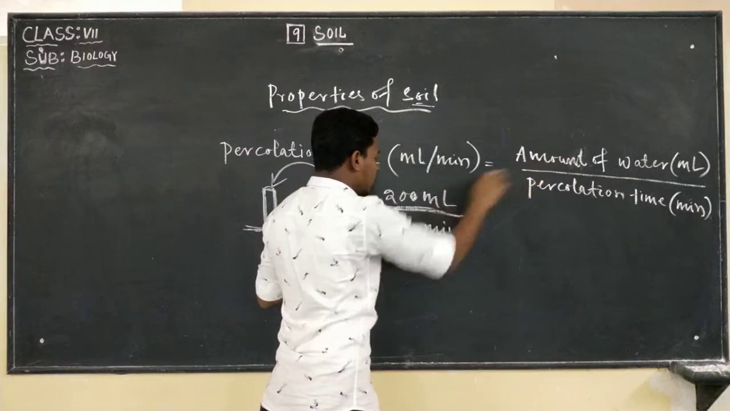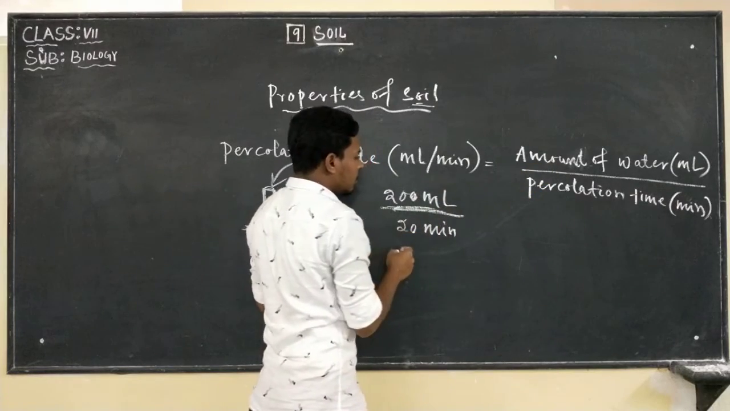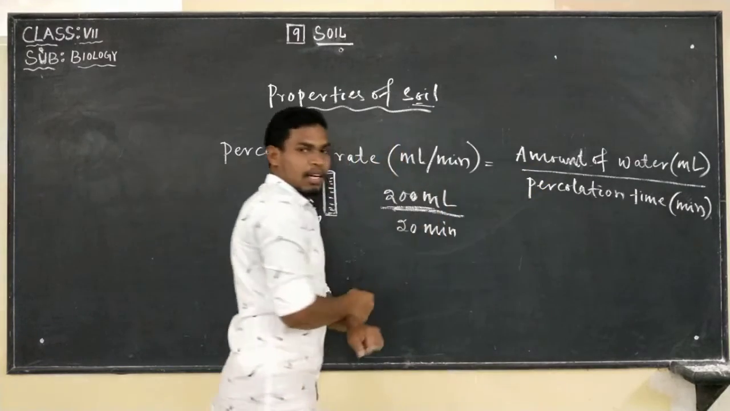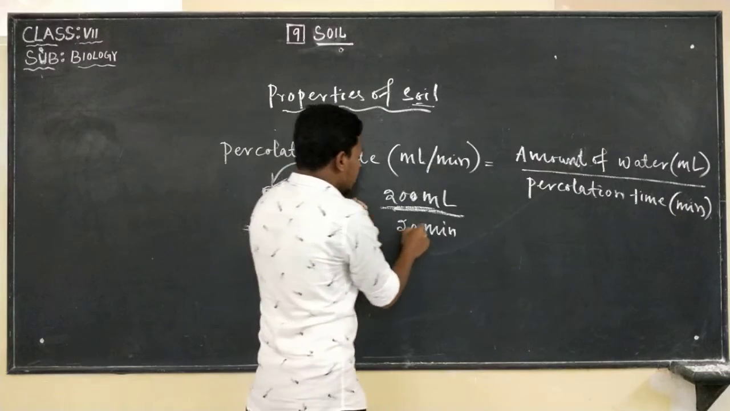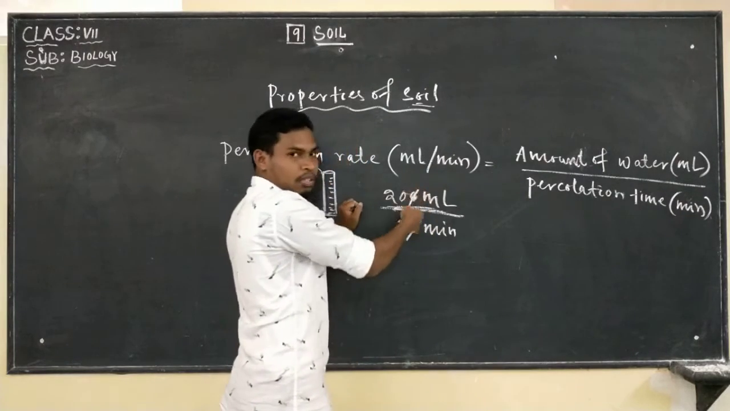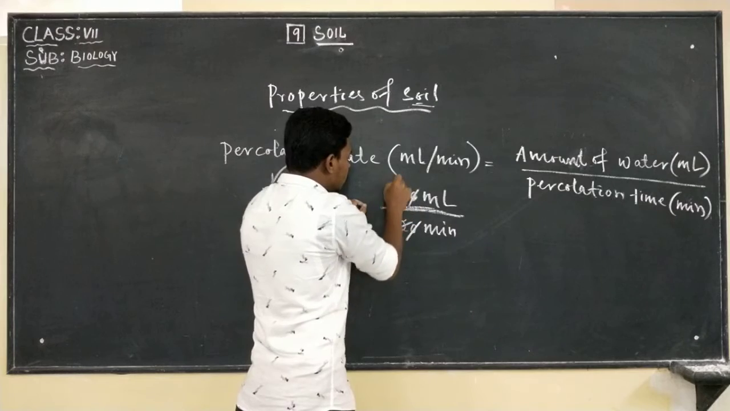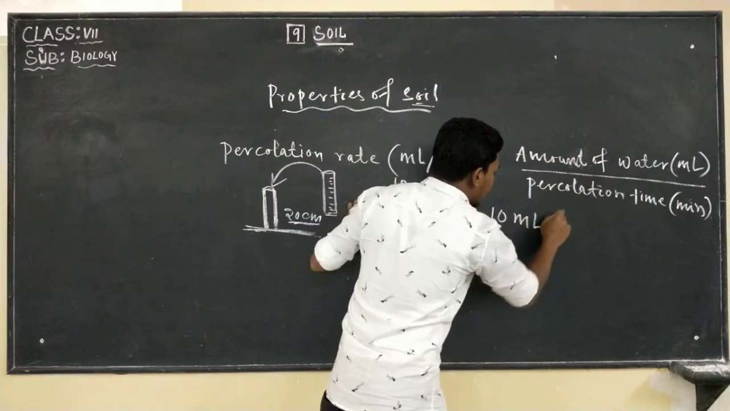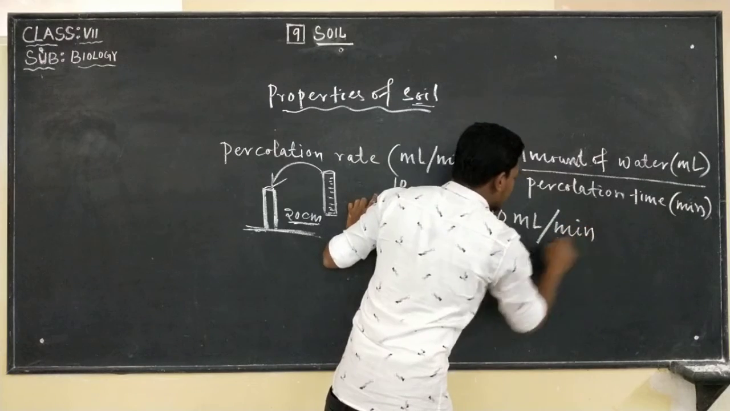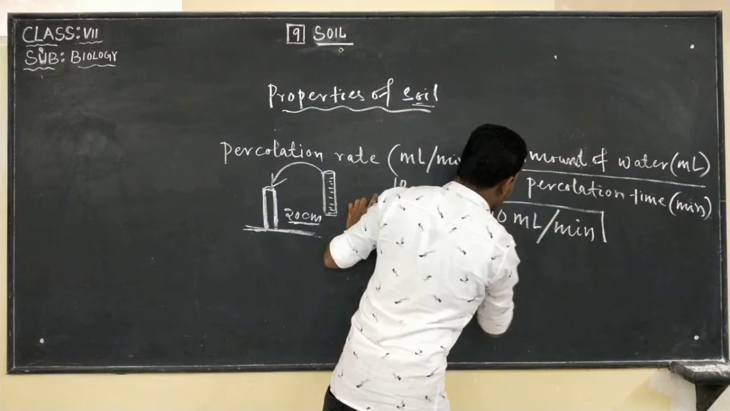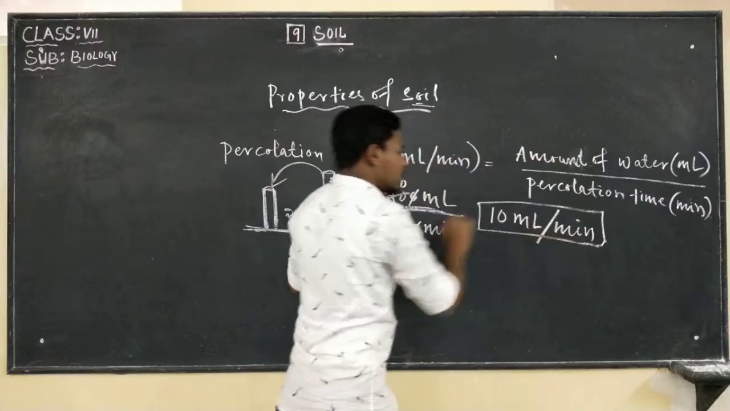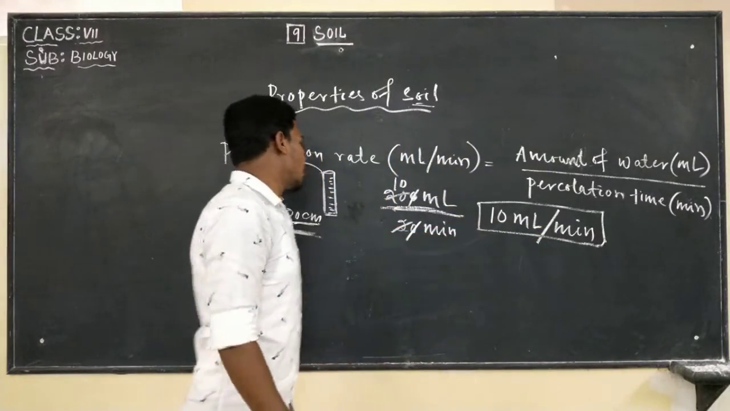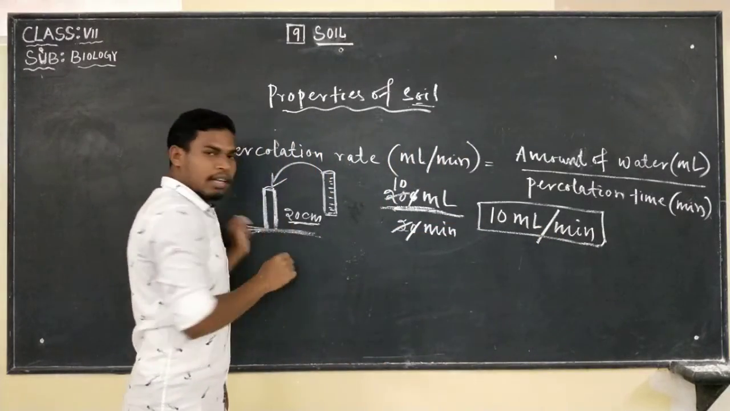200 ml water, and time is 20 minutes. So what will be the answer here? Okay, 2 zeros cancel, and 2 10s are 20. So 10 ml per minute is the answer. In each minute, 10 ml water is drained in the sandy soil.